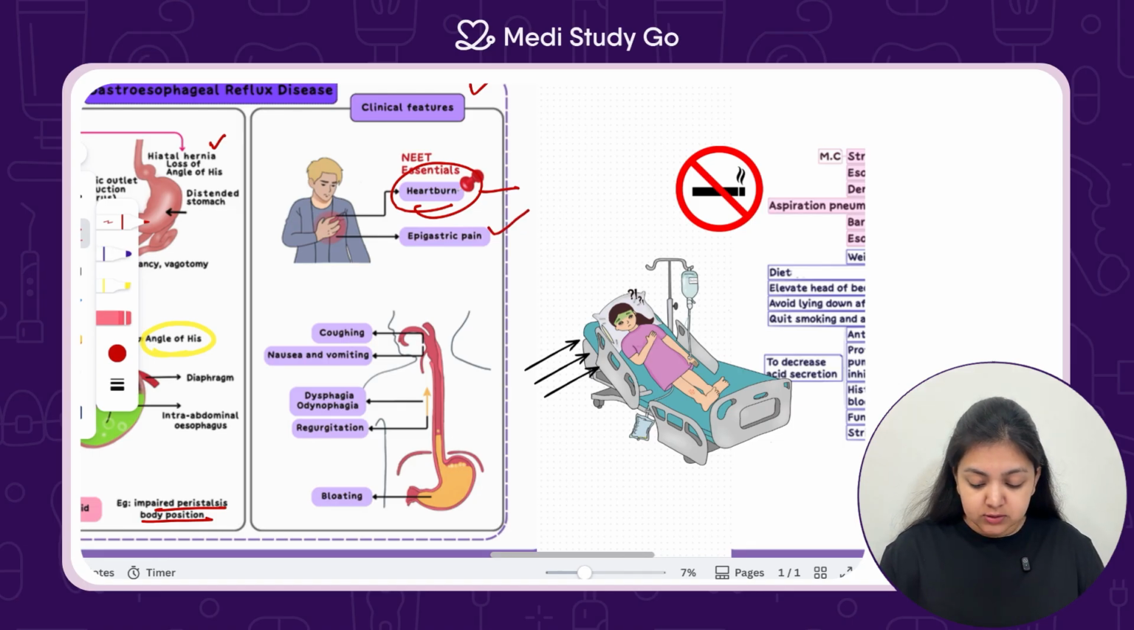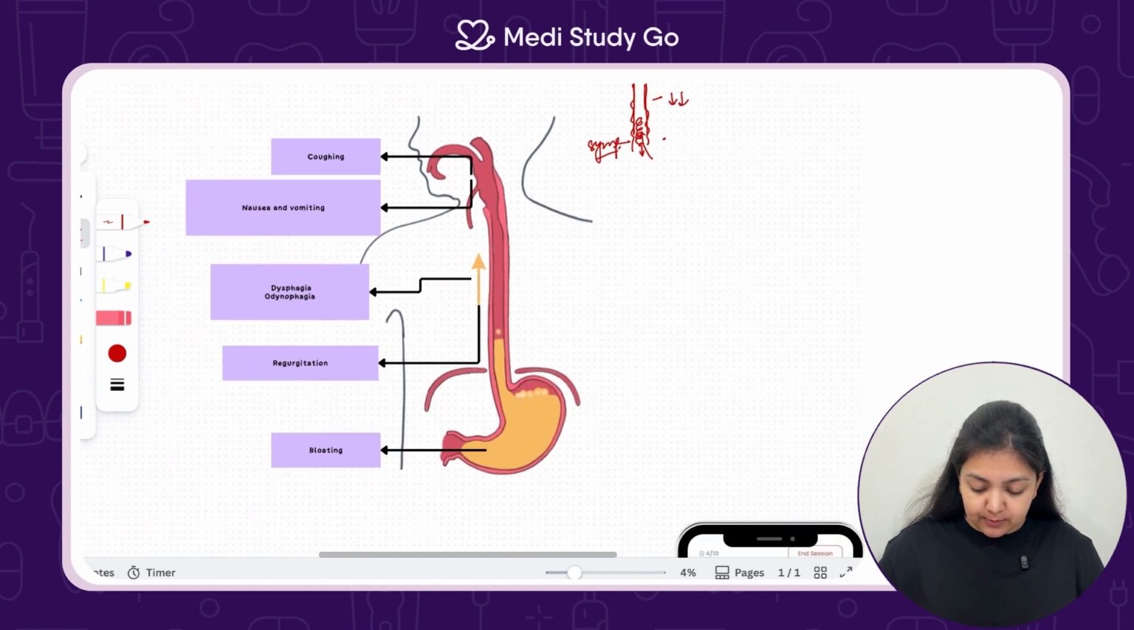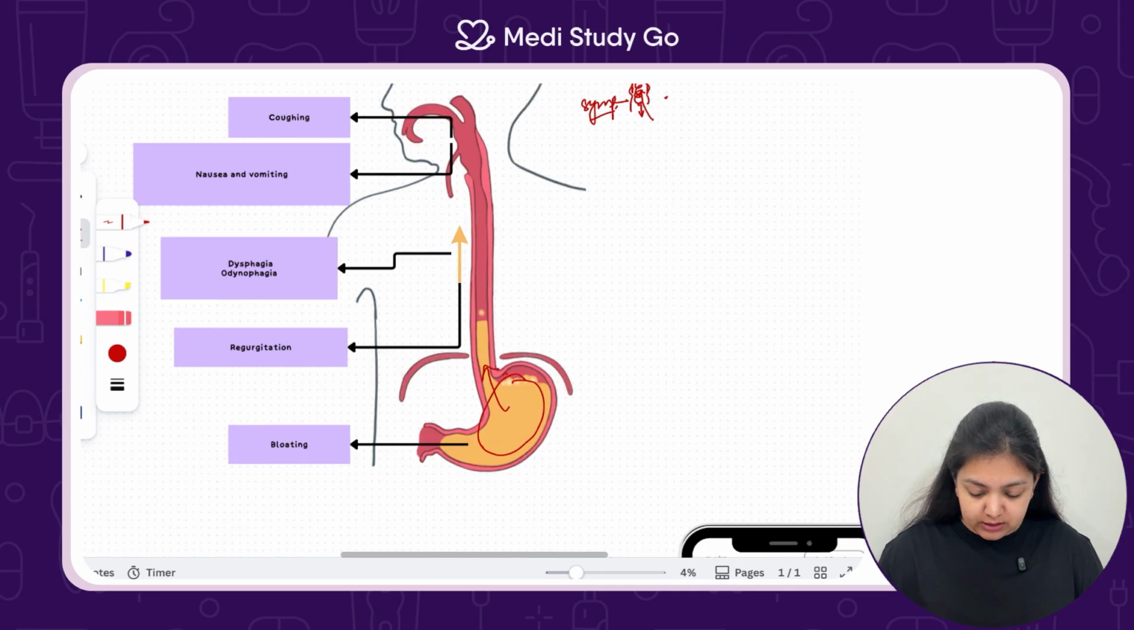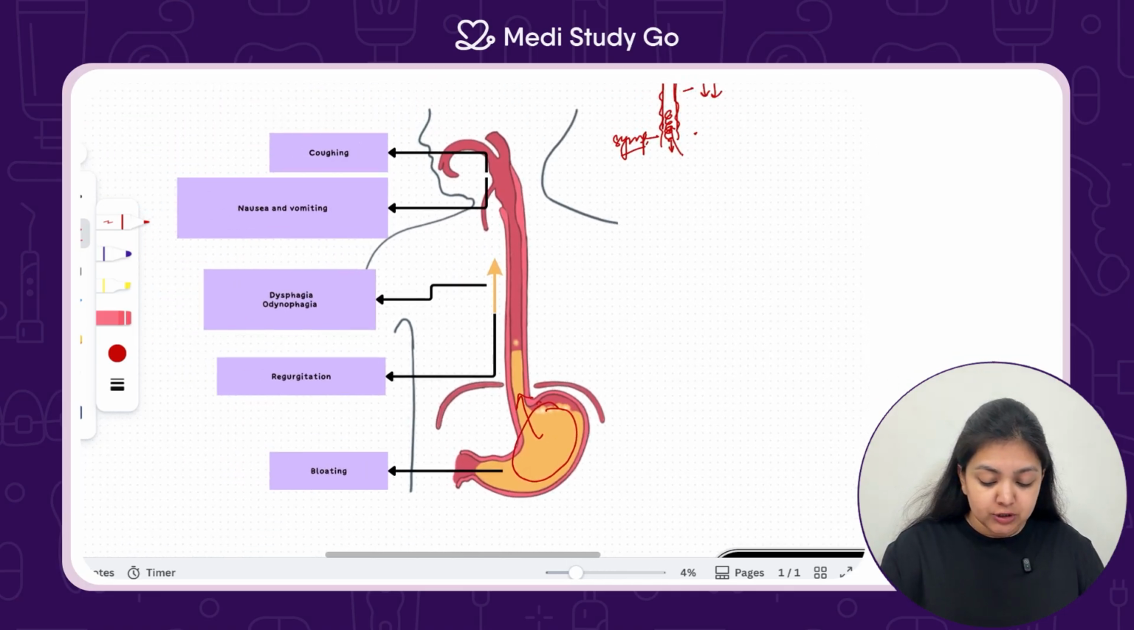Next, the patient can also complain of epigastric pain, which is pain in the stomach region. Now due to the acid which is coming back, this is the stomach, and the acid which is coming back into the esophagus makes the patient cough, because the patient wants to relieve that itching, but it's not because of something in the respiratory tract, it is something in the food pipe. So the patient tries to cough.